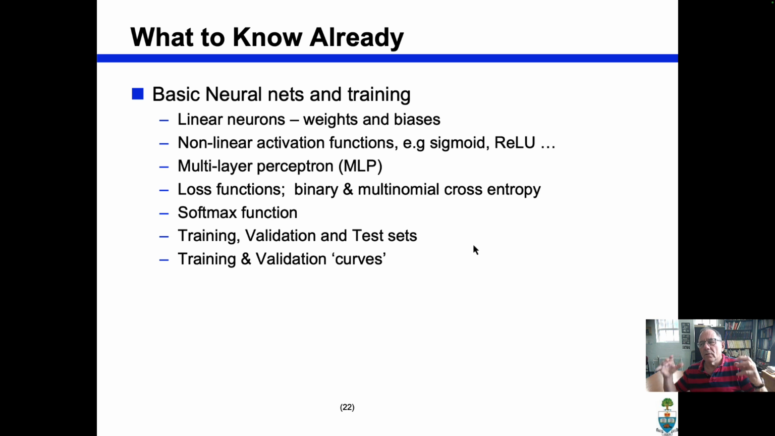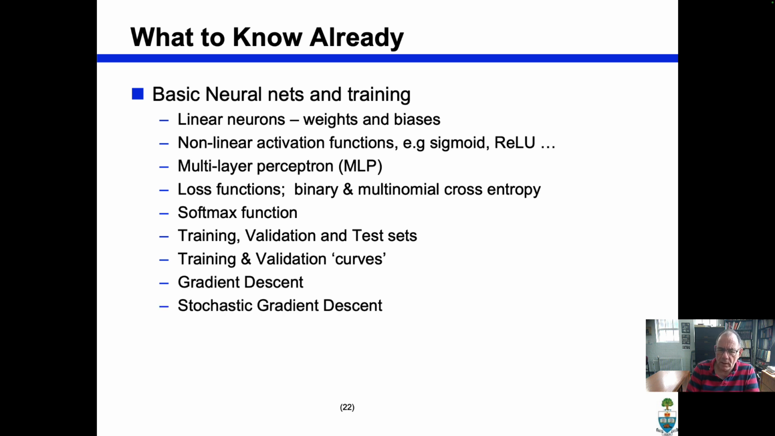The basic notion of how you ensure that your neural network can generalize, and you do that by looking at training and validation curves. And you may know these by other names, but you must know these things. You must know what gradient descent is, as a general case, and the distinction between that and stochastic gradient descent is fundamental to how all this deep learning actually works.